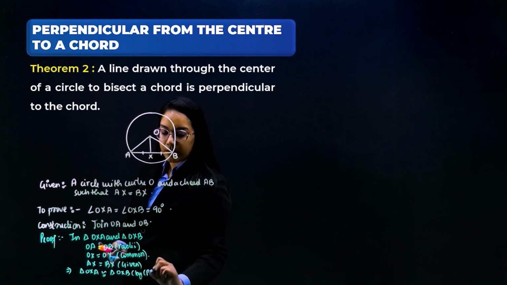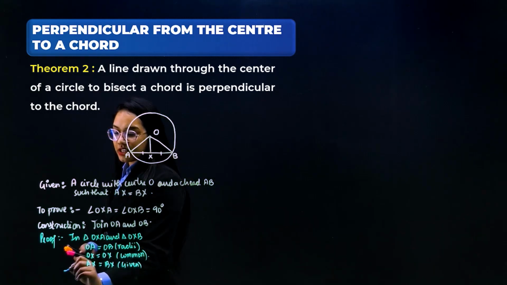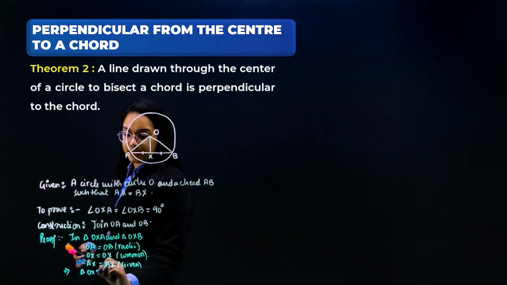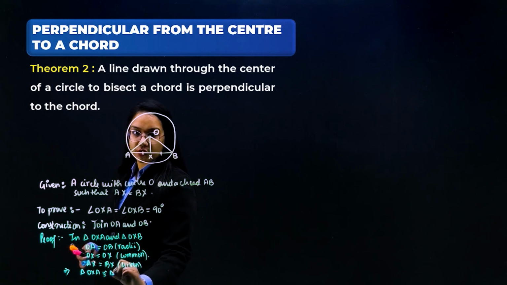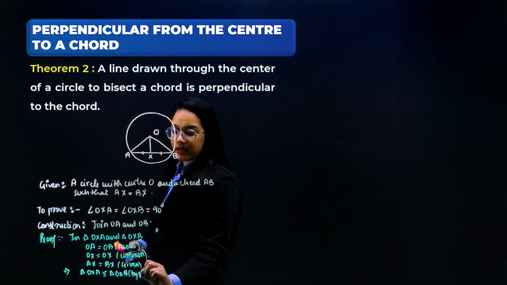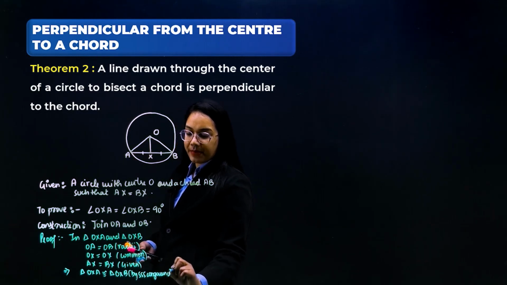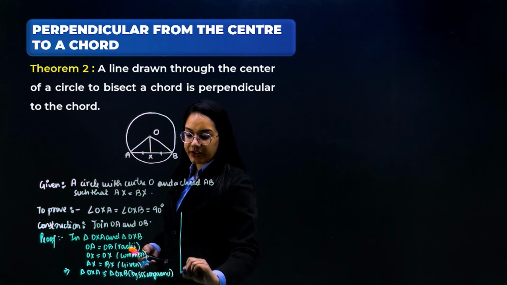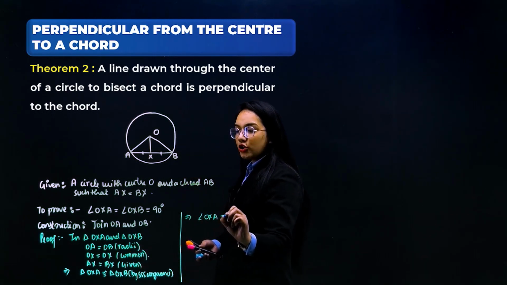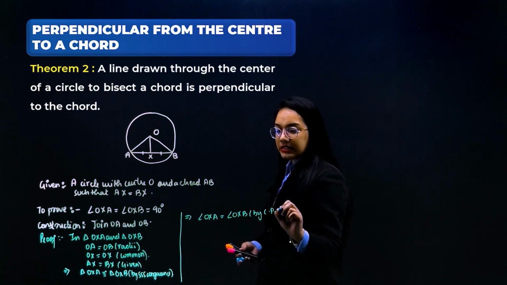So hence we can say from these three things that the triangle OXA is congruent to the triangle OXB by SSS congruence criteria. We can say that by SSS they are congruent to each other, and if they are congruent to each other, it implies that the angle OXA should be equal to the angle OXB by CPCT.